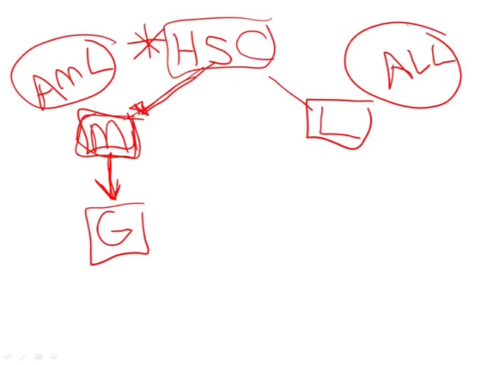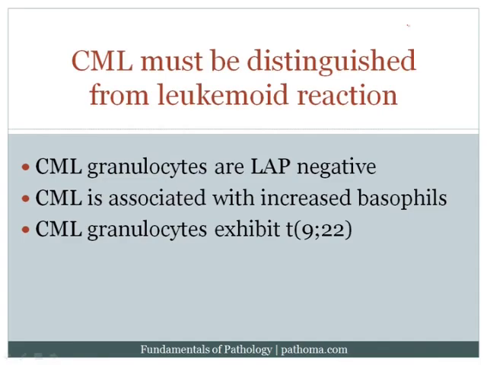Another high-yield discussion concerns distinguishing CML from a leukemoid reaction. This is a very interesting discussion. It's a way that examiners like to play the game. It's a way that you might encounter a patient clinically. So let's briefly take a moment to review. When we look at the blood smear of CML, what we're seeing is a bunch of increased granulocytes and some early precursors of those granulocytes.